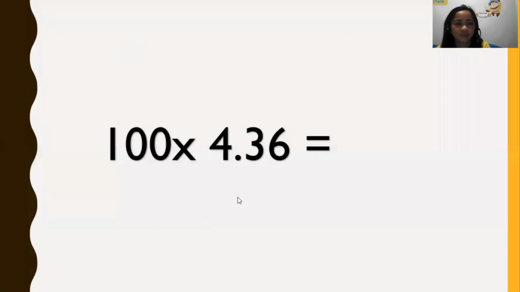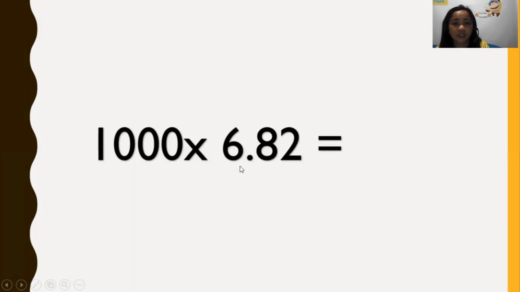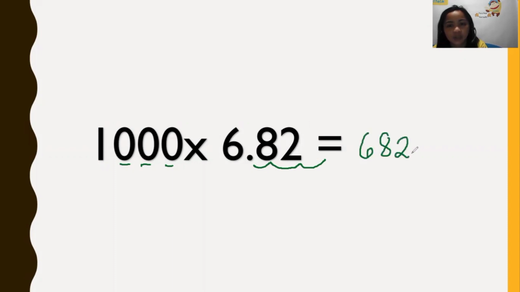Next. 1,000 times 6 and 82 hundredths. Ilan ang zero niya? 1, 2, 3. Papunta sa kanan. So we have to move 1, 2, 3. Kulang ng isang space. So we have 6, 8, 2, 0. 6,820.